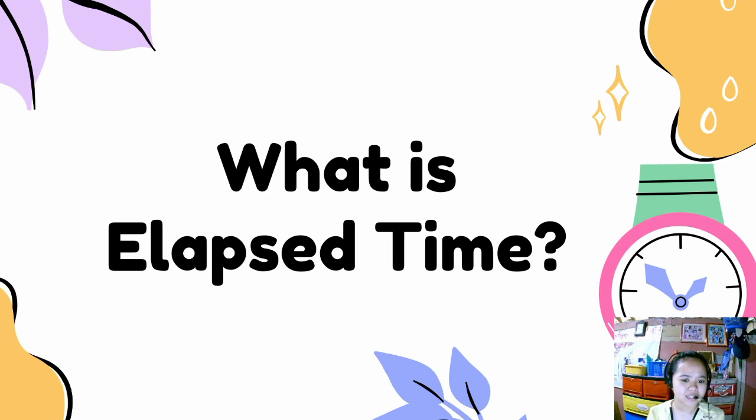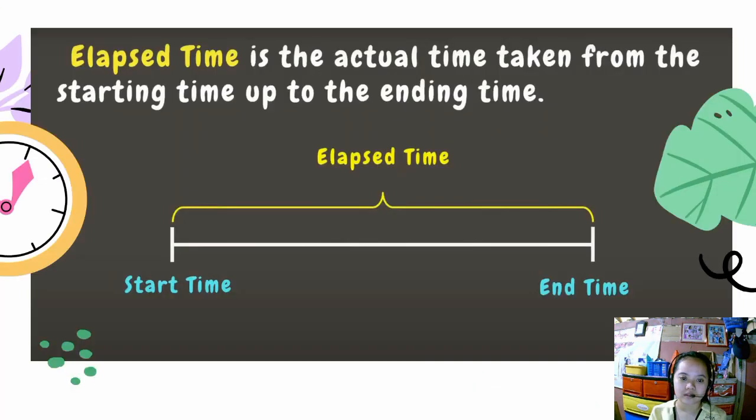So what is elapsed time? Elapsed time is the actual time taken from the starting time up to the ending time. So meaning, elapsed time is taken from the start time until the end time.